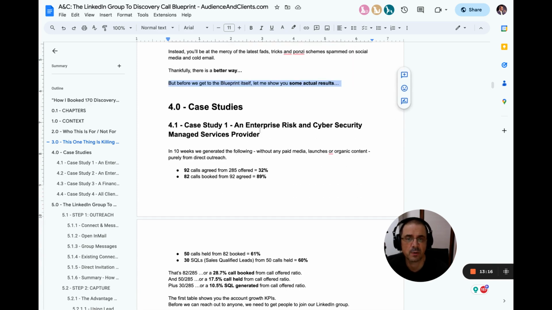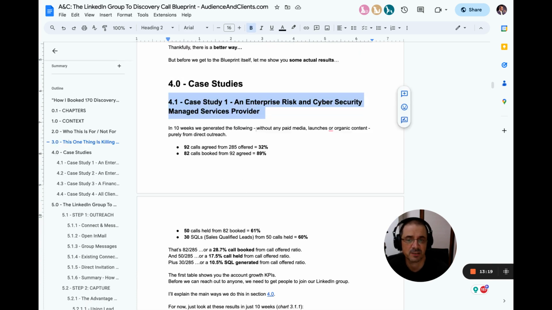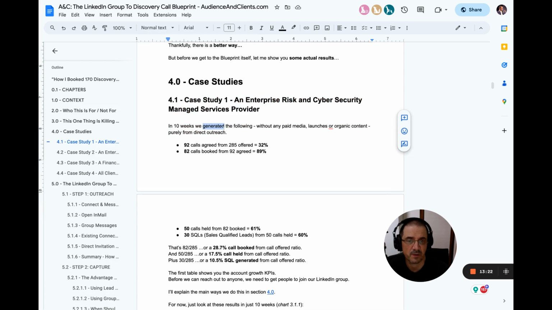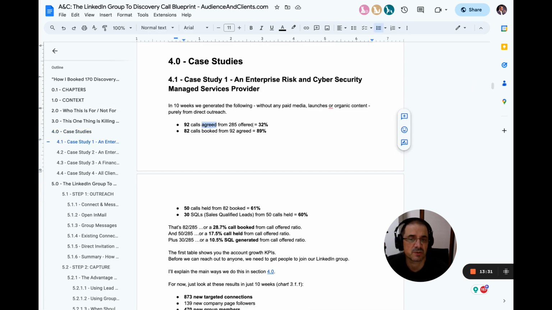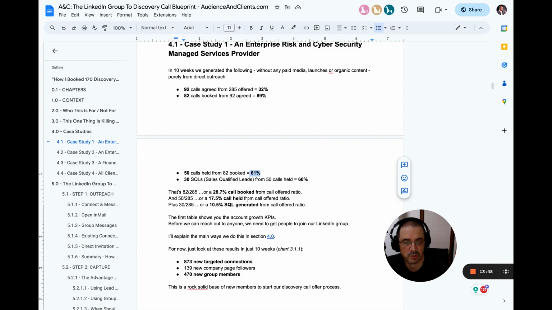So, case study number one is an enterprise risk and cybersecurity managed service provider. In 10 weeks, we generated the following without any paid media launches or organic content, purely from direct outreach. 92 calls agreed from 285 offered is a 32% call agreed to call offered rate. 82 calls booked from 92 agreed is an 89% call booking rate. 50 calls held from the 82 booked, so that's a 61% call held to call booked ratio. And 30 sales qualified leads from 50 calls is a 60% call to sales qualified lead ratio.